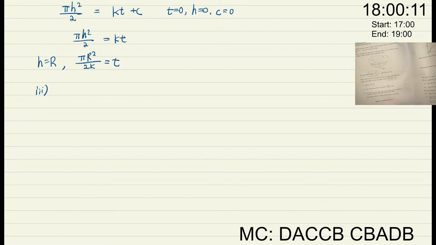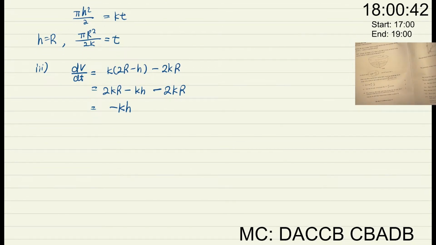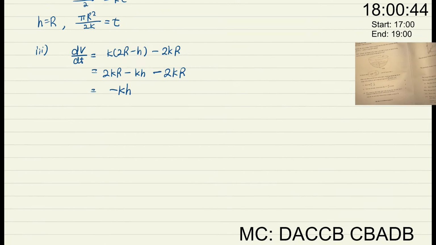So for this one, I have a feeling that we need to start from scratch and talk about dV/dt. Originally, it was k(2R minus h). Expanding that is 2kR minus kh. But now we're going to remove the input of water, so we're going to get rid of the water that's going in. So just get rid of that term there, and what we're really doing is minus kh. That's dV/dt right now, and we need to do the question all over again.